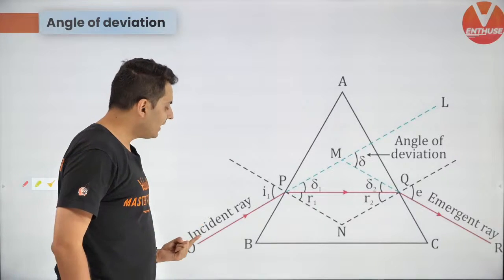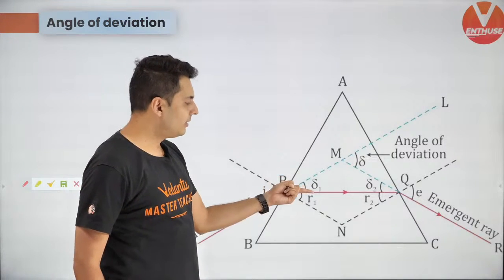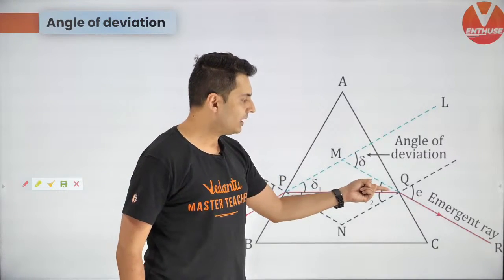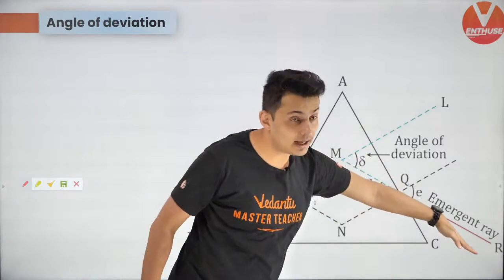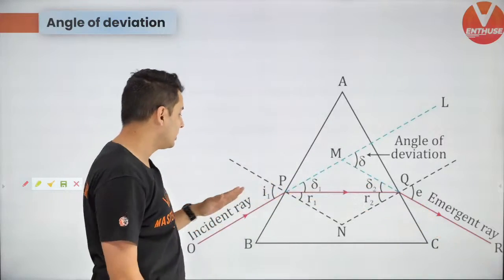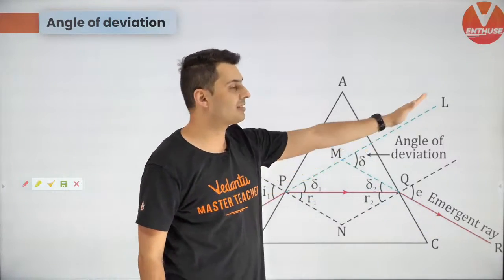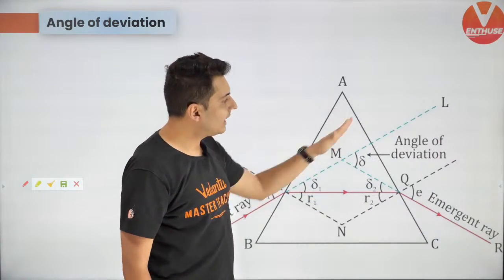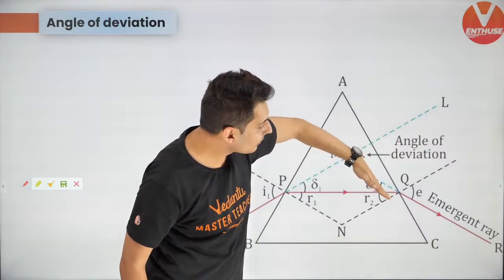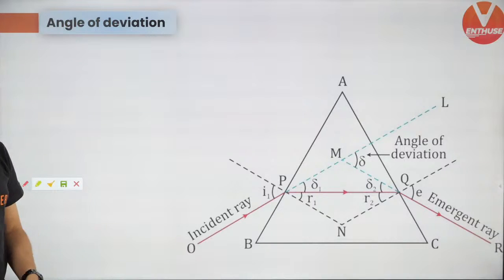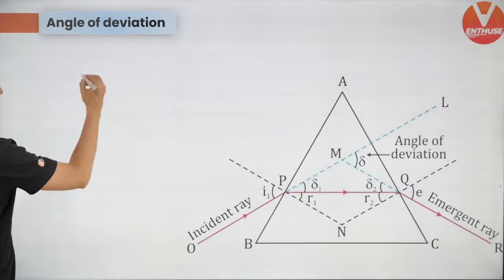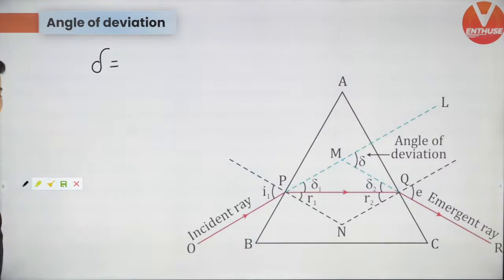Now, the light which entered here is going to bend at the first surface, and bend at this next surface. So finally, it's going to go in that direction. The original direction of the ray was to go in this direction. So you can see the light ray has deviated, and this is the angle of deviation. This delta, you should know the formula.